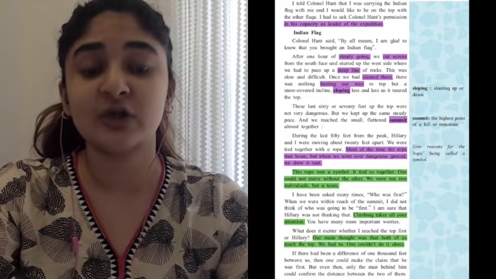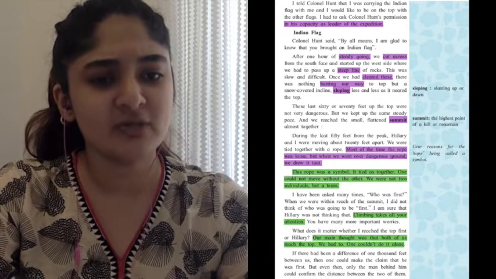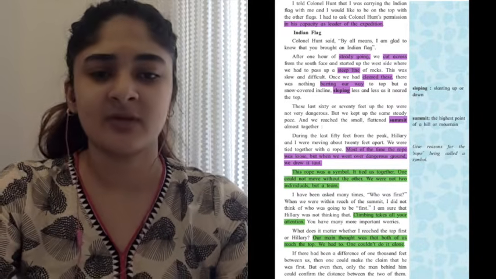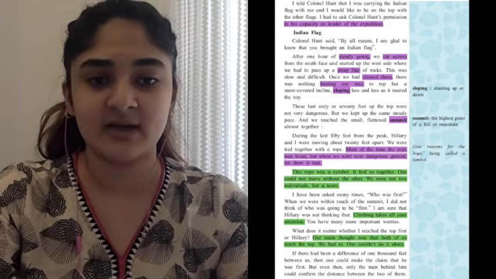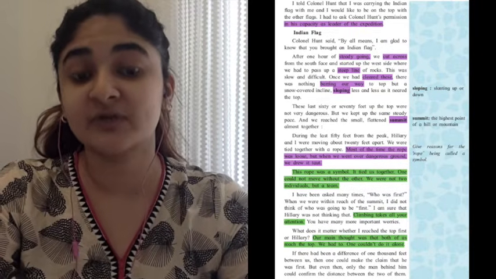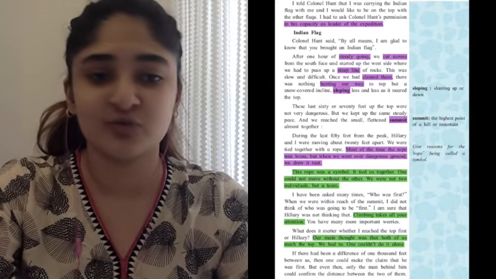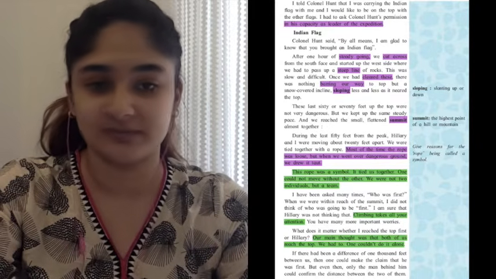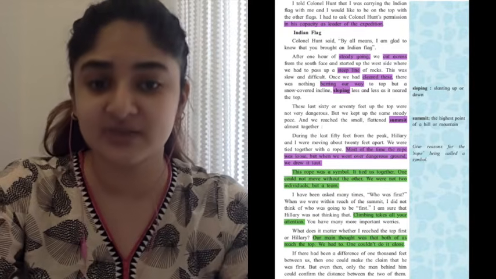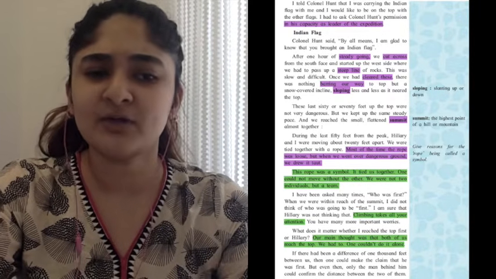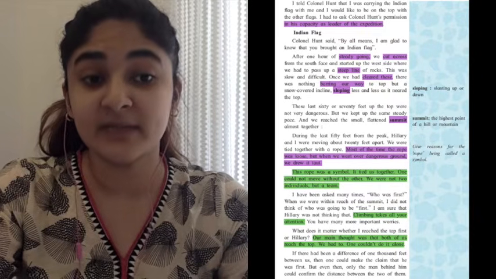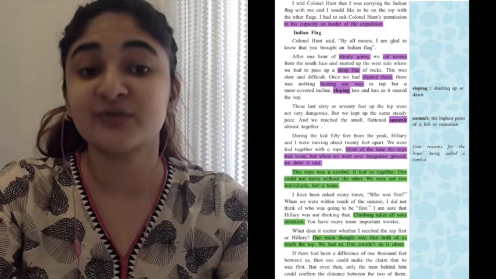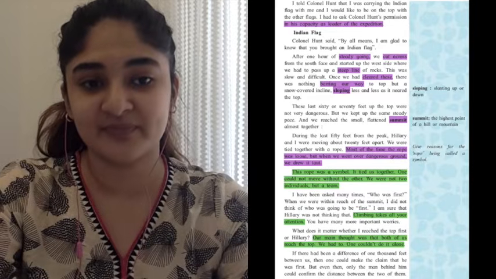Climbing takes all your attention. You have many more important worries. What does it matter whether I reached the top first or Hillary? Our main thought was that both of us reached the top. We had to. One couldn't do it alone. If there had been a difference of 1,000 feet between us, then one could make the claim that he was first. But even then, only the man behind him could confirm the distance between the two of them.